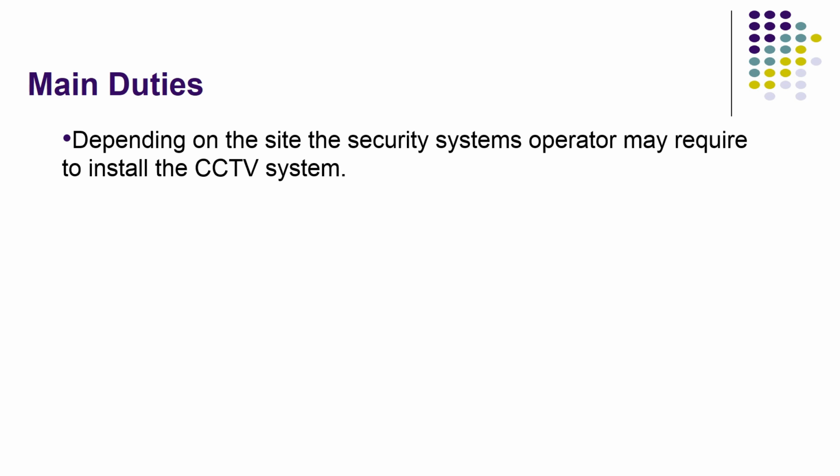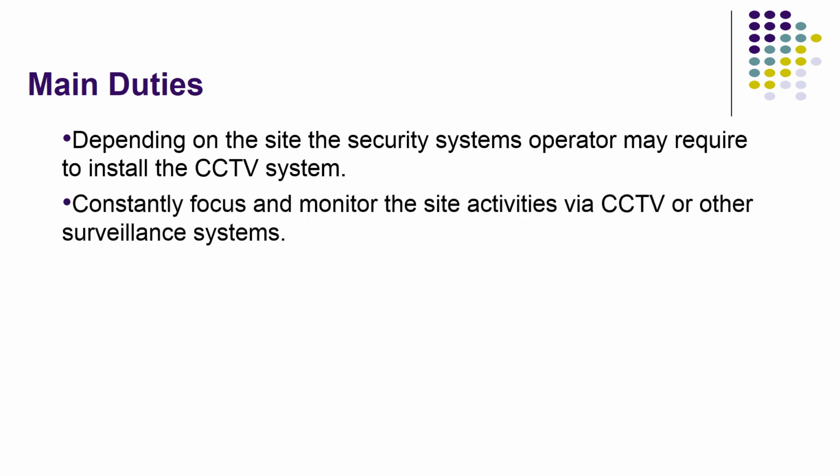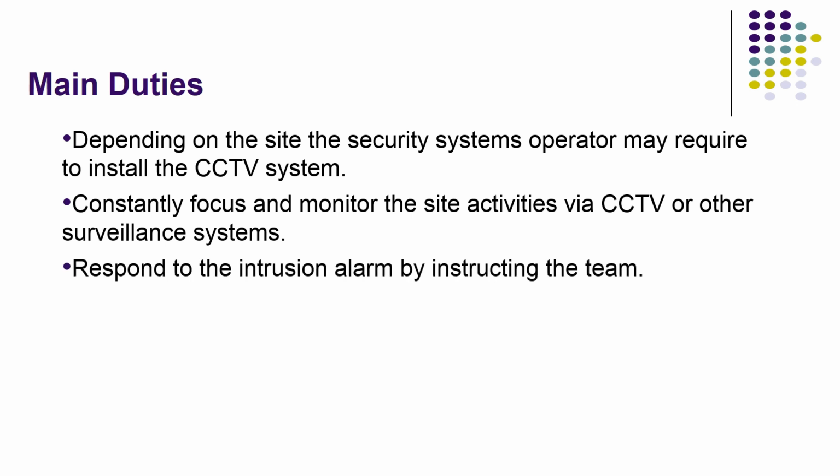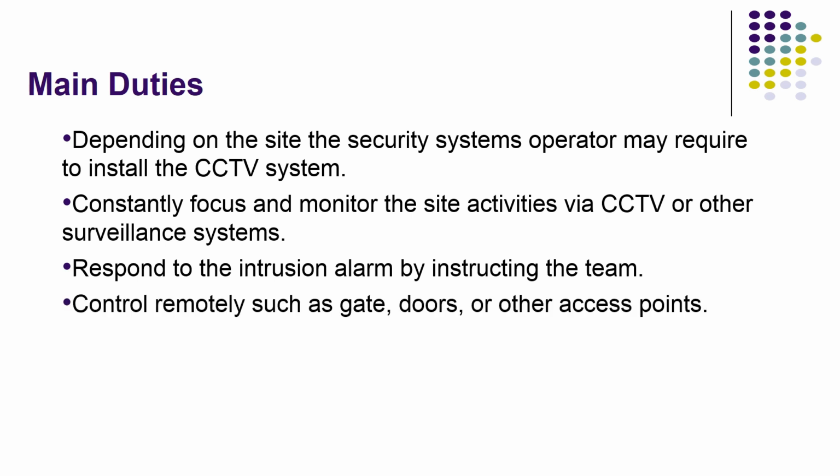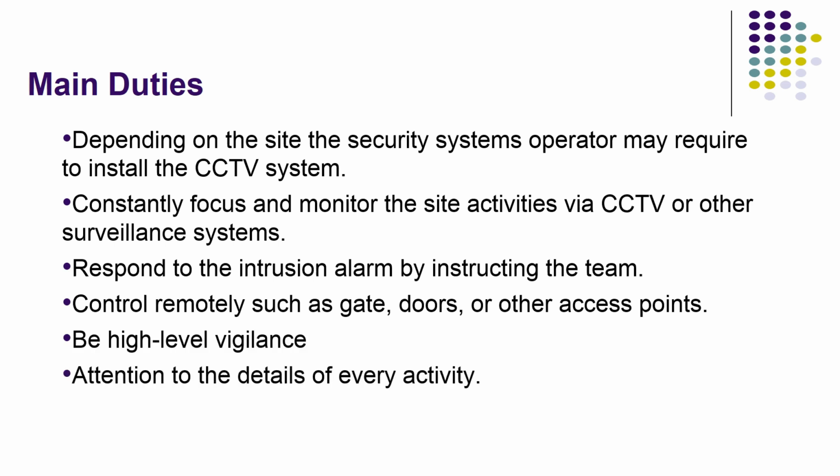Main duty of the CCTV operator. Depending on the site, the security system operator or the CCTV operator may be required to install the CCTV system. Constantly focus and monitor the site activities via CCTV or other surveillance systems. Respond to the intrusion alarm by instructing the team. Control remotely such as gate, door or other access points. Be on high-level vigilance, with attention to the detail of every activity. Okay, these are the main duties of the CCTV operator or the control room operator.